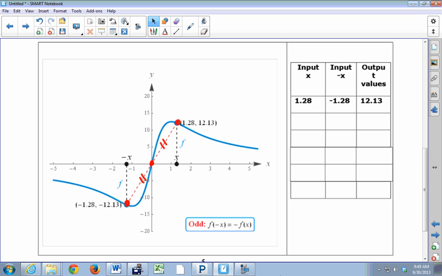Notice our outputs here. Sorry, folks, there's a typo here. At 1.28, we're at 12.13. I'm trying to hurry because I just looked at the clock. So the output at 1.28 and the output at negative 1.28 are not the same. They're different. They're opposites. And that's what this says. When I put in two opposite values, my output is opposite.